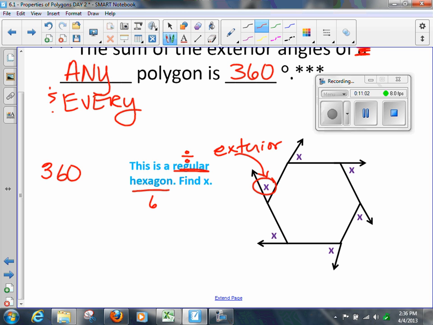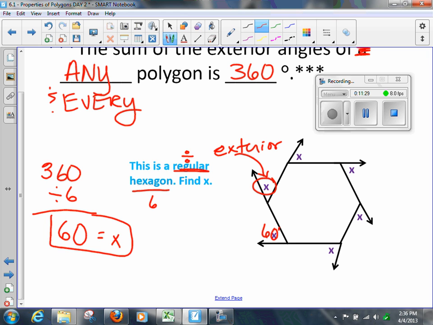Now, what are we going to do with 360? Just divide by 6. Or, like Justin said, what's x plus x plus x plus x plus x plus x? 6x is equal to 360 because you're still going to divide by 6, aren't you? So what's each exterior angle? 60 degrees.